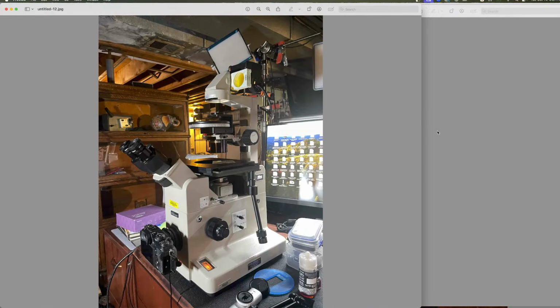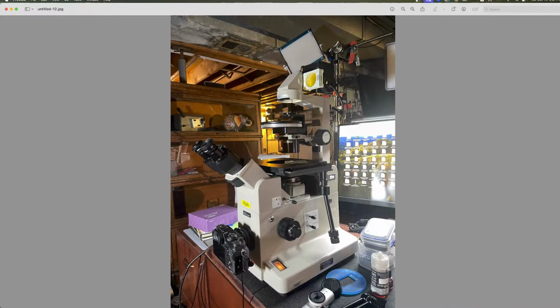It's inverted, so it was made for viewing cultures and other liquid setups, but you see it does have a camera port at the bottom, and all kinds of equipment up at the lighting end of the thing. A nice condenser up here that has all of the stuff to do phase contrast microscopy, and yeah, so it's a full microscope. It has everything that I'd need.